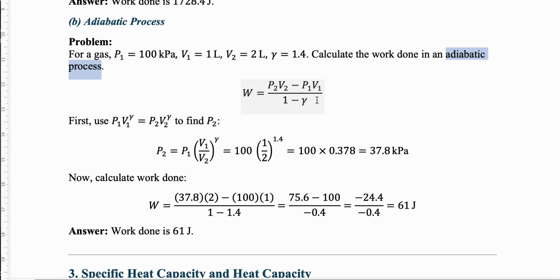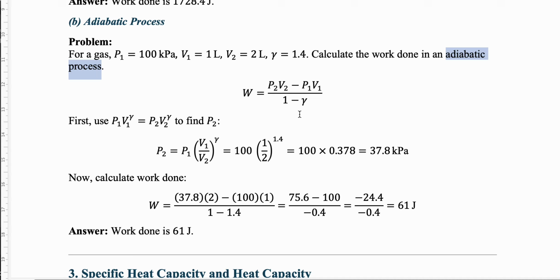That's it. Now in this relation, you need P2, V2. Now you see V2 is given. P2 is not given. P1 is given, V1 is given. So first thing is, I need to find out P2, and gamma is given, so gamma is also not needed.